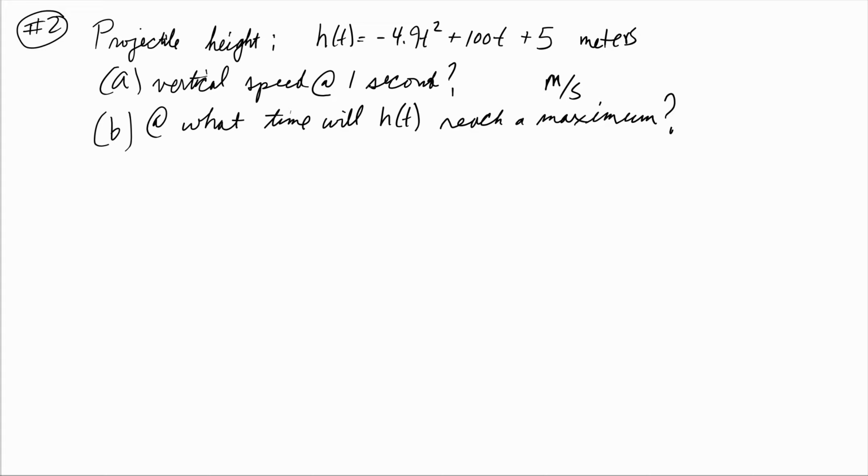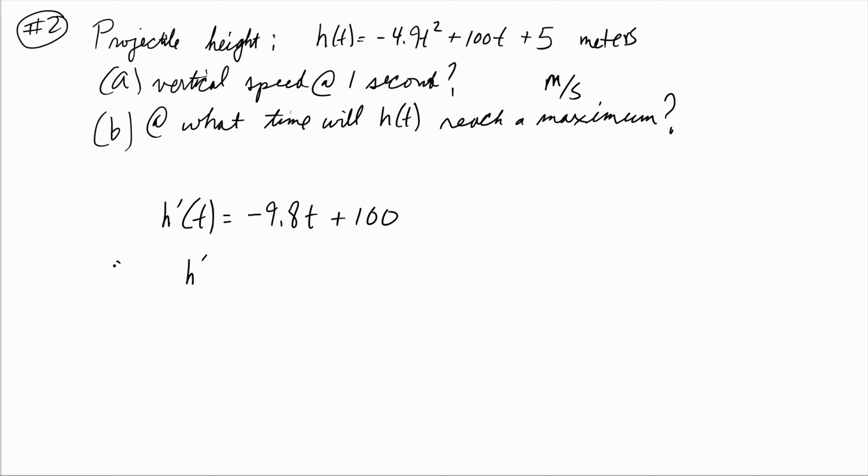How to do that? Just take a derivative of h. So h prime of t would be equal to 2 times that, so we'd get negative 9.8 t. The 2 comes down and we drop that exponent. Here it's just plus 100. So there's the derivative. So how do we find the vertical speed at 1? Instantaneous rate of change at 1. You just plug 1 in, right?